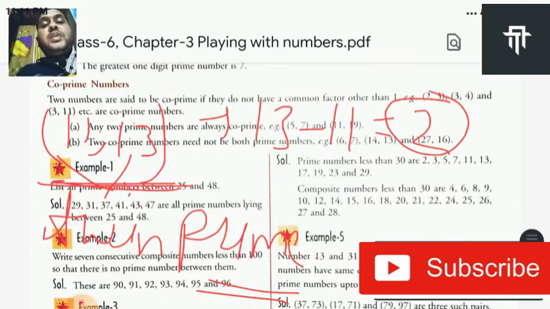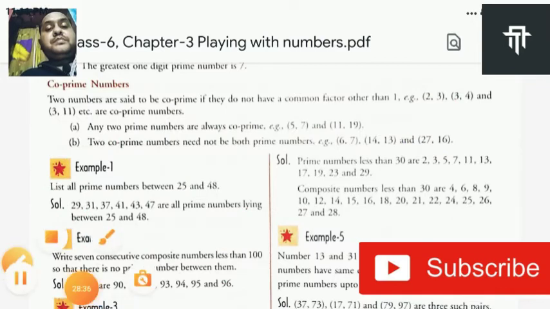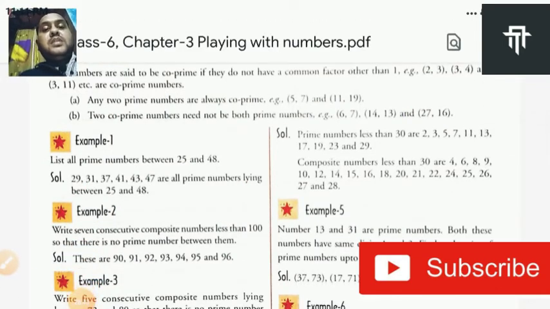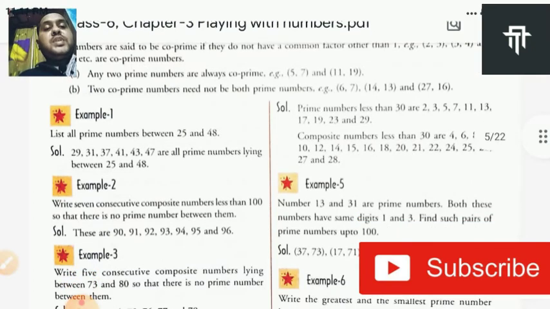So this is all about twin prime numbers and co-prime numbers. Now let us solve a few examples.